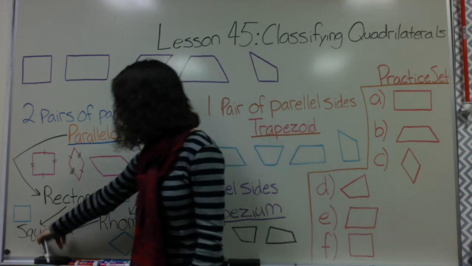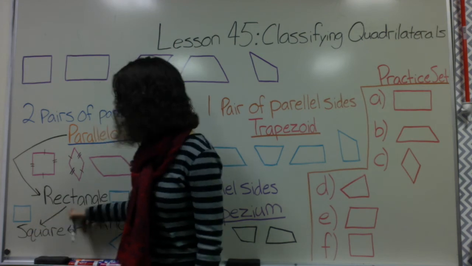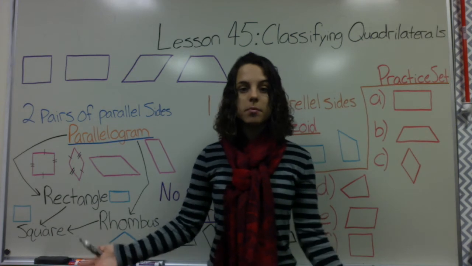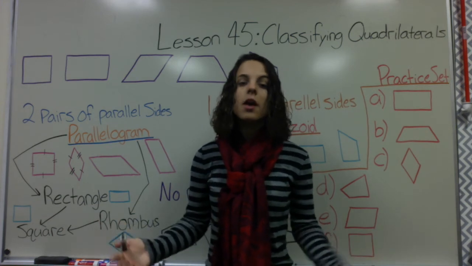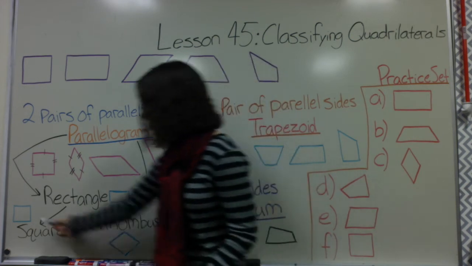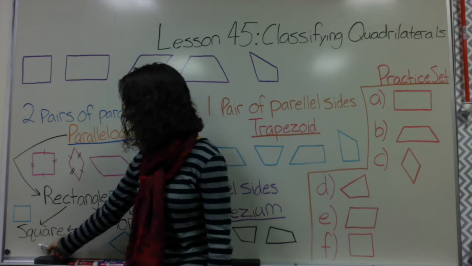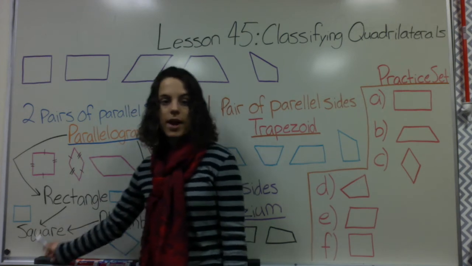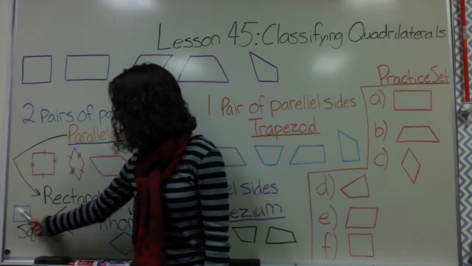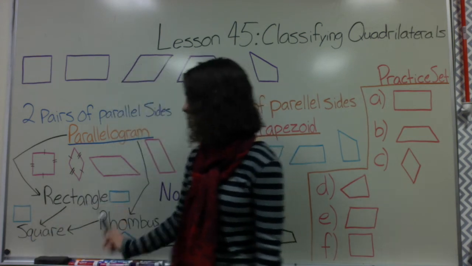And another type of rectangle is a square. We know what a square is. Square means that all sides are the same length, but they also have four right angles. And again, if it has four right angles, it is by definition a rectangle. So a square is also a rectangle. That's why I have an arrow drawn from the rectangle to the square. But a square is always going to be a rectangle. A rectangle won't always be a square.